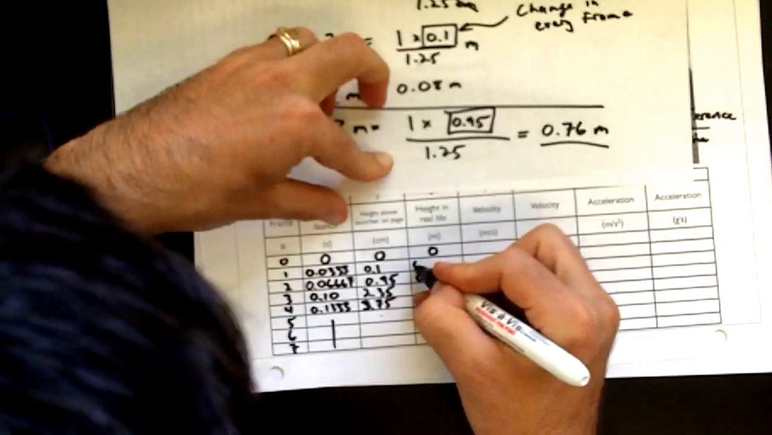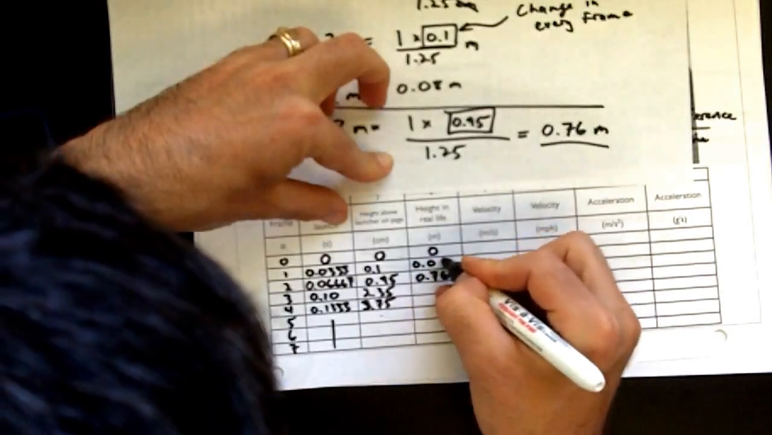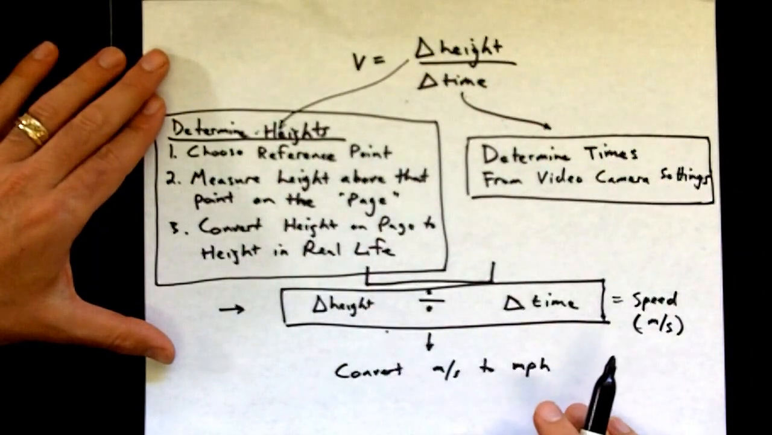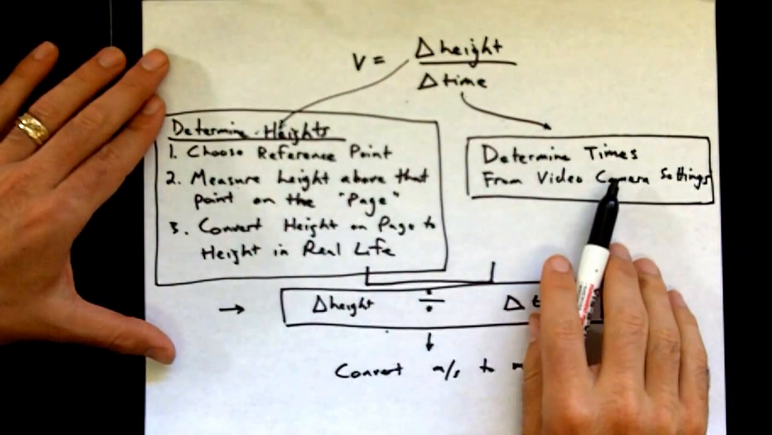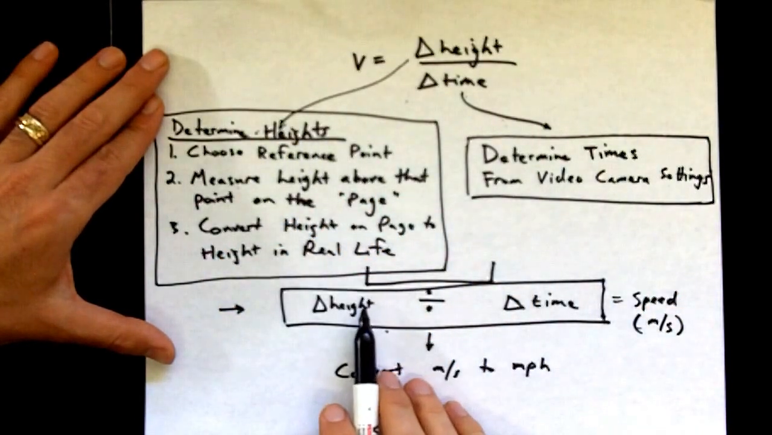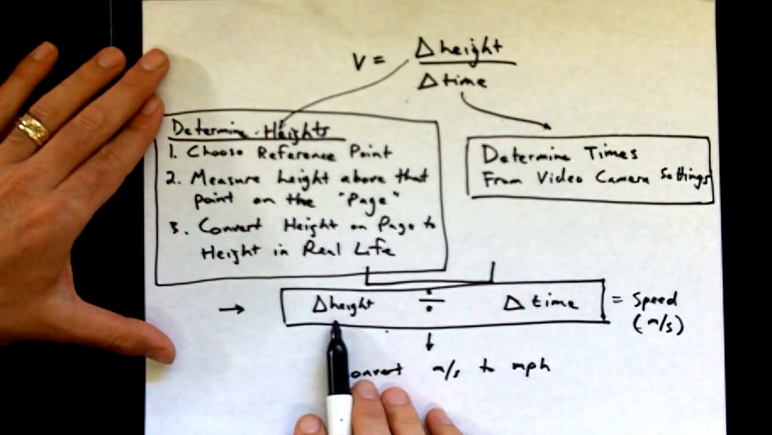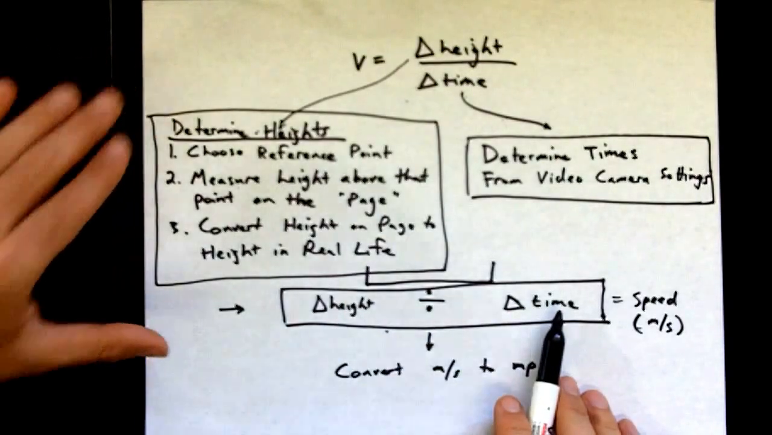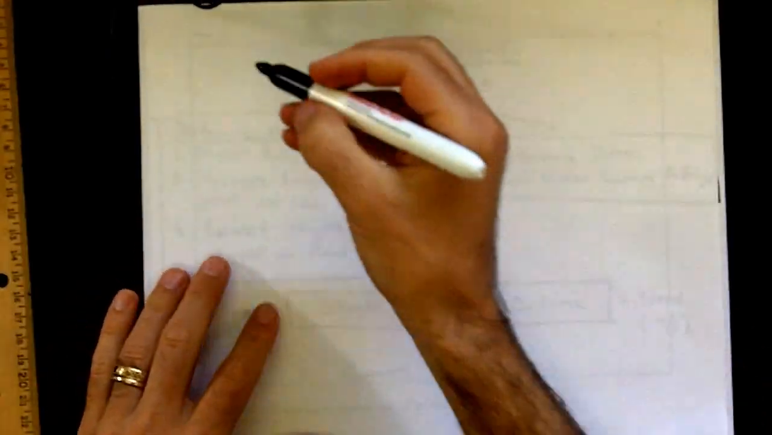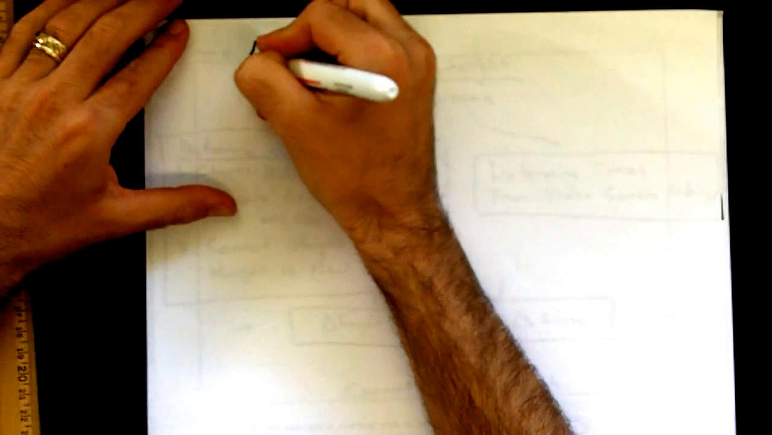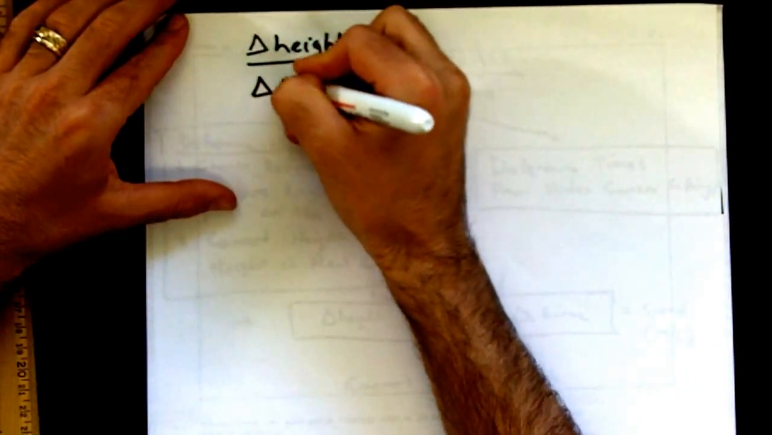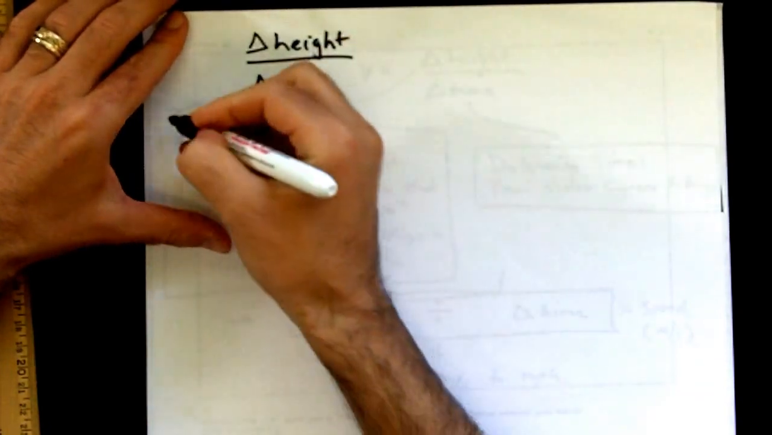And now we have 0.08. So let's take a look at where we are on our grand plan here. We've got times, and we now have heights, all the way down to the height in real life. So now we're going to have to look at the change in height and divide that by the change in time. So we're looking at the change in height divided by the change in time.